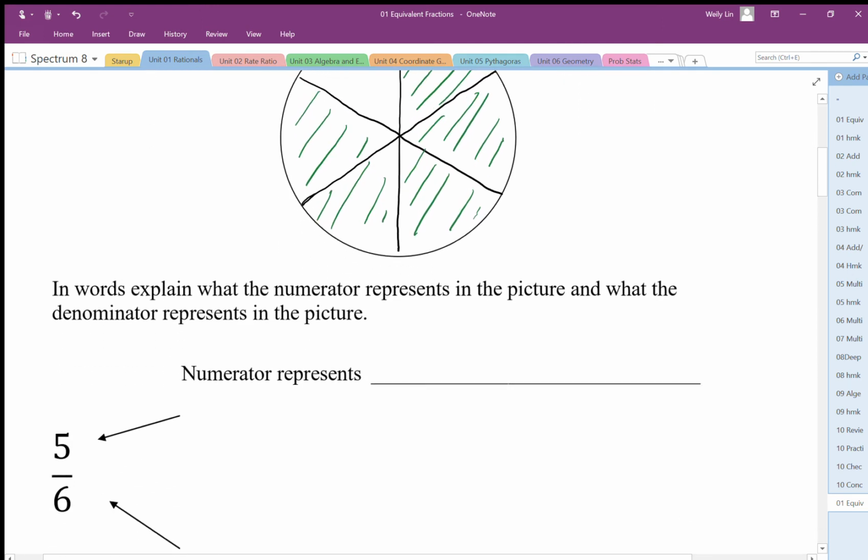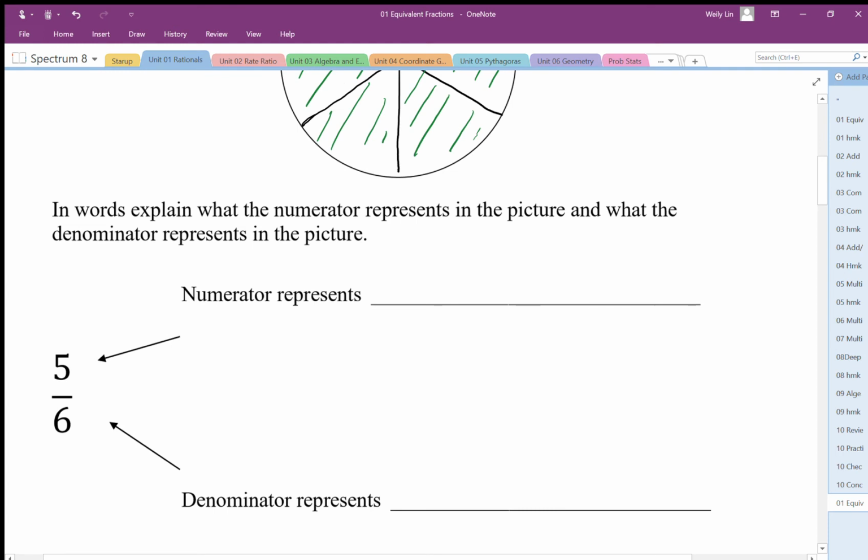We want to have some language here to be able to talk about fractions. When we talk about fractions, there is a numerator and a denominator. We want to make sure we understand what the numerator represents and what the denominator represents. We've done this before: the numerator represents the number of parts, and the denominator represents the number of whole parts. So our part to whole ratio.